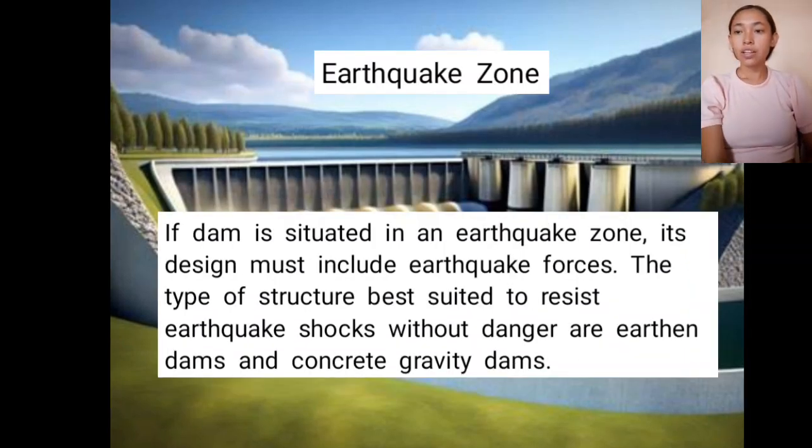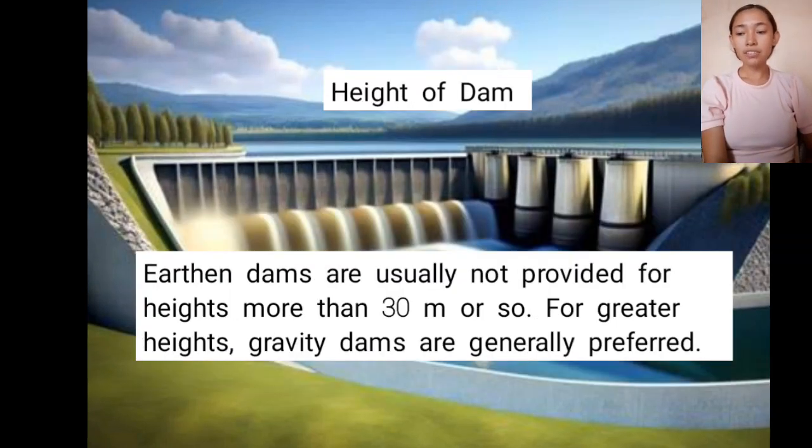Earthquake zone. If a dam is situated in an earthquake zone, its design must include earthquake forces. The types of structure best suited to resist earthquake shocks without danger are earthen dams and concrete gravity dams. Height of dam. Earthen dams are usually not provided for heights more than 30 meters or so. For greater heights, gravity dams are generally preferred.